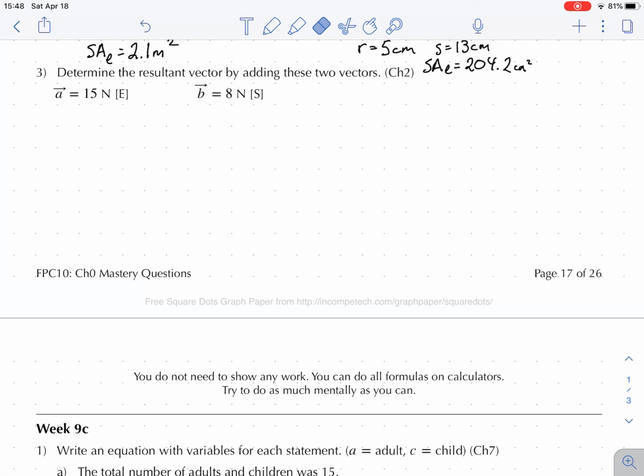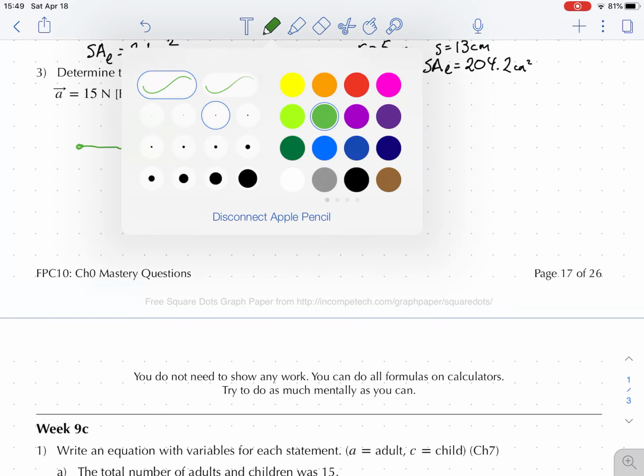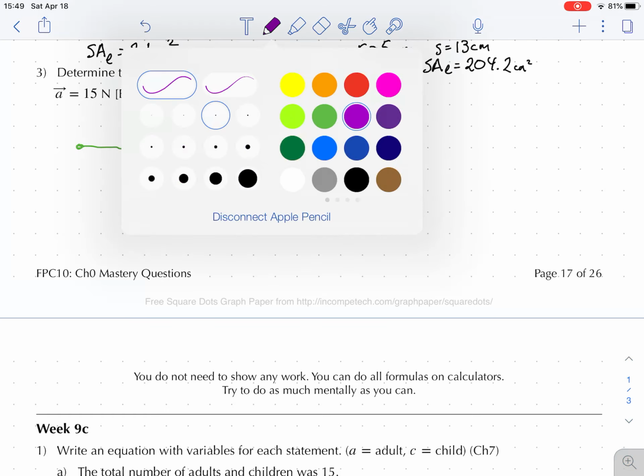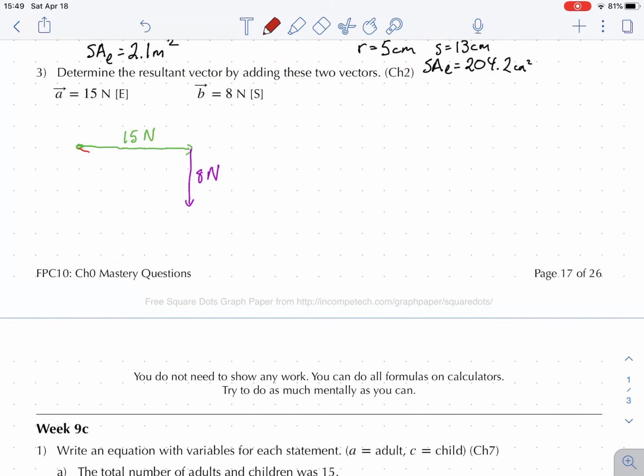Number 3. Determine the resultant vector by adding these two vectors. So we've got vector A is 15 newtons, that's a measure of force, in the direction of east, and 8 newtons south. So I'm going to sketch out what's going on here. I'm starting here, and I'm going 15 newtons to the east. Then my second one is going 8 newtons to the south. My resultant vector is from my start to my end.